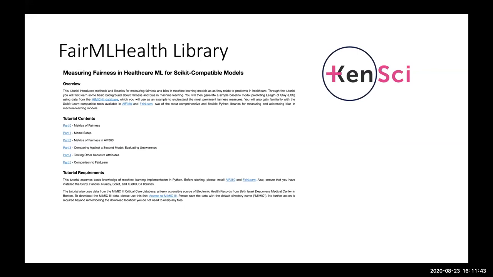At present, our work focuses on scikit-learn compatible measures, and these examples will all use the XGBoost library through the XGBoost classifier.